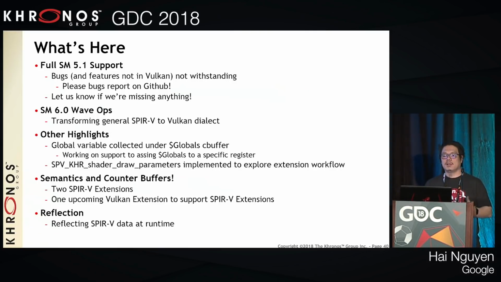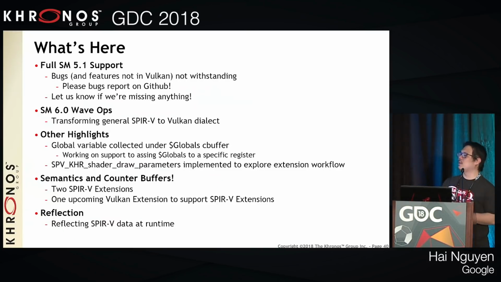Okay, going on to a little bit more positive things. So what's here today? We have full SM 5.1 support, bugs and features that Vulkan can't support notwithstanding. If you do find a bug in anything related to SM5 or SM5.1, please report it on GitHub. I know that ROVs are missing right now, but there's not a direct way to address that in Vulkan, so we're still working on that. SM6.0 wave ops came in with Vulkan 1.1.